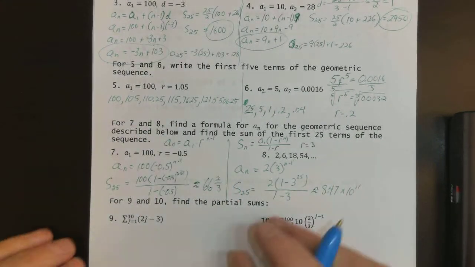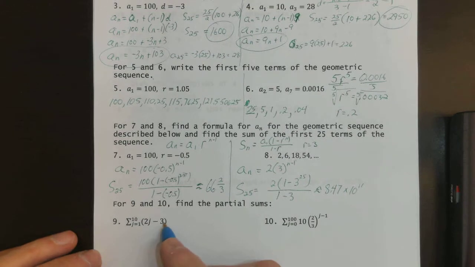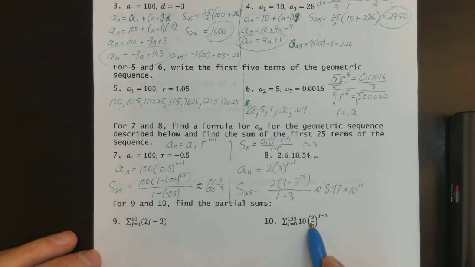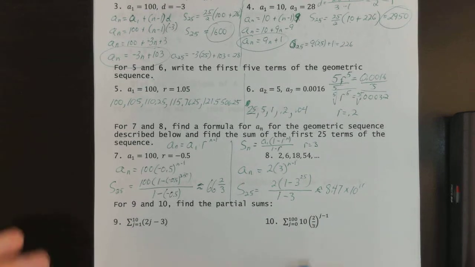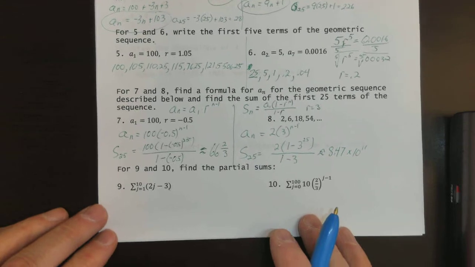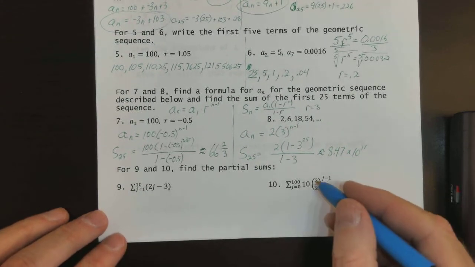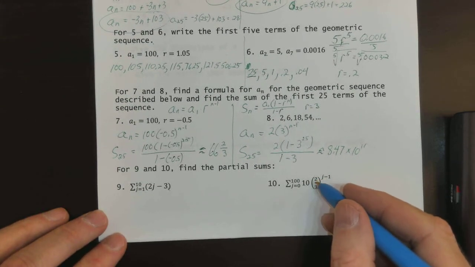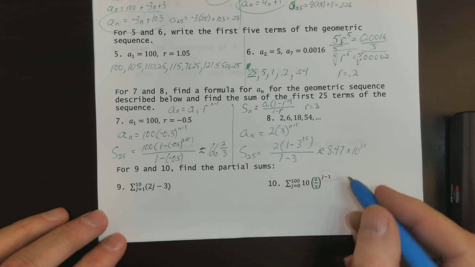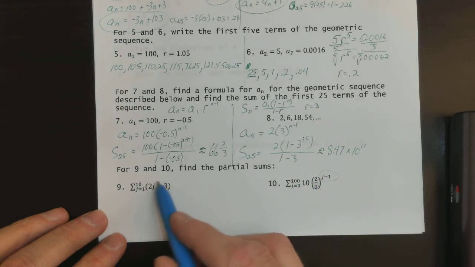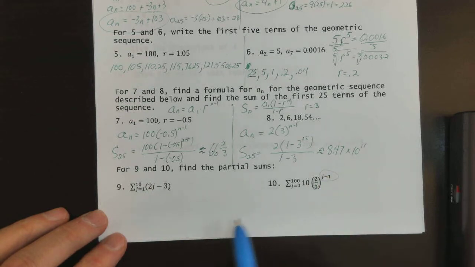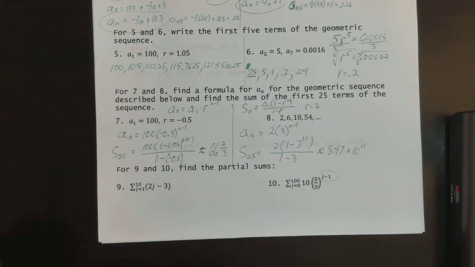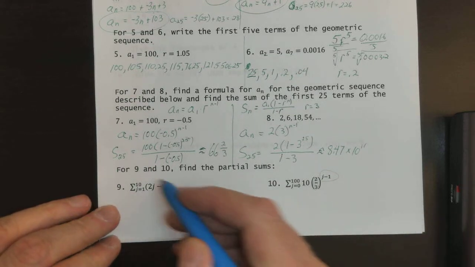All right, partial sums. This is arithmetic. This is not arithmetic. This is geometric. And I might show you both ways. Geometric is when you have this to a power. This is when you've got a linear expression. This is when you have an exponential expression. You're going to have a geometric.